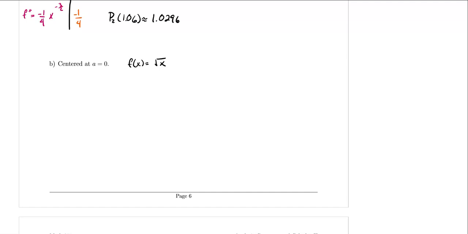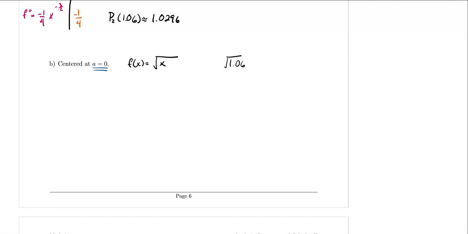Now, remember, the whole goal for the approximation problems here was to select a value that's near the point of interest. So right now, if I'm centering it at a equals 0, but I want to figure out the value for the square root of 1.06, I feel like I'm farther away from the 1.06. So if I just pick the square root of x, I don't think it's quite going to work. So I'm going to pick another function. It's still going to be the square root, but I want a function that's going to give me a value that's closer to the 1.06 if I'm centering it at a equals 0.